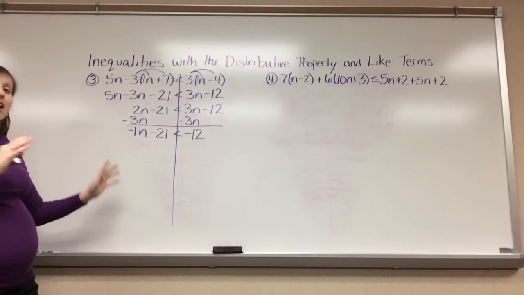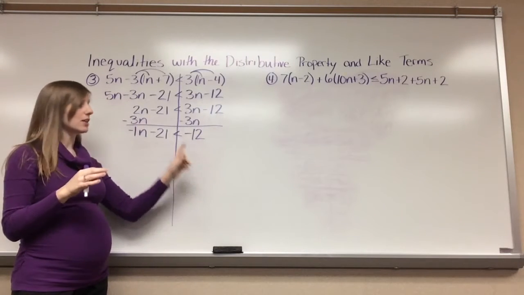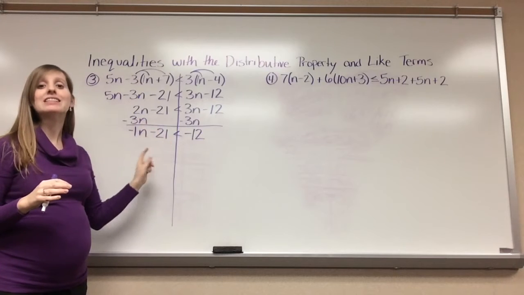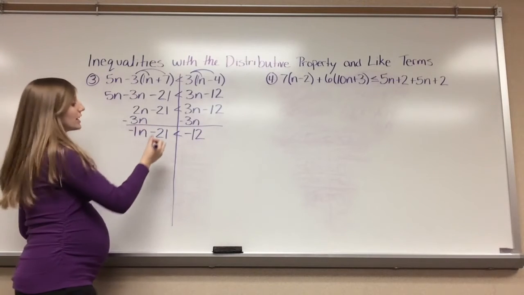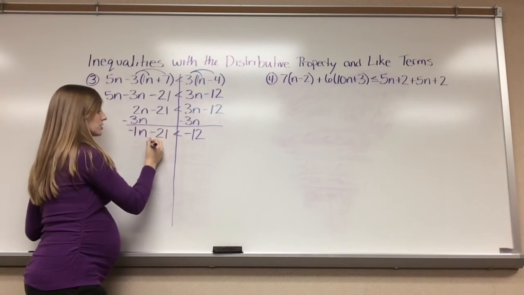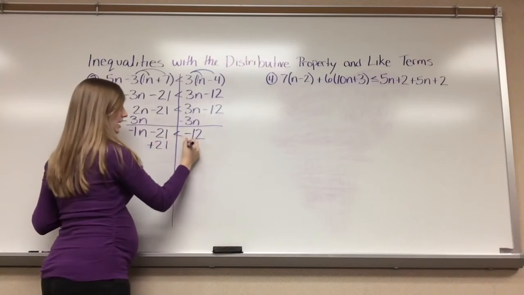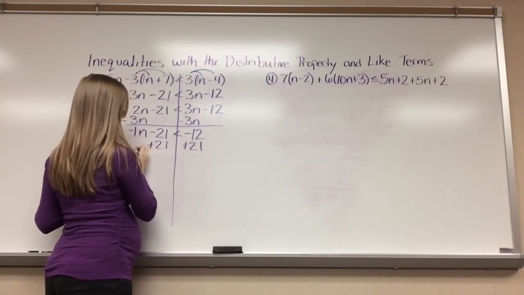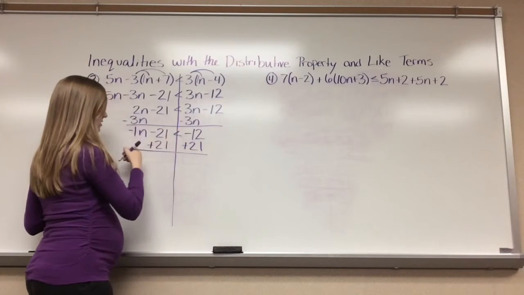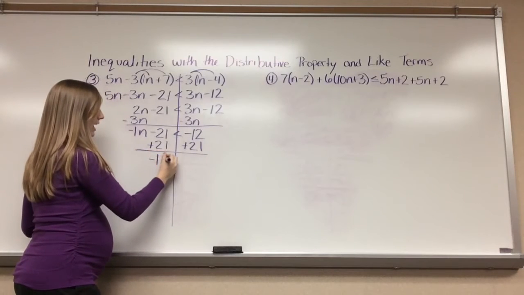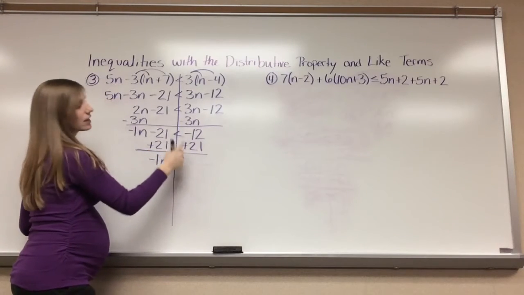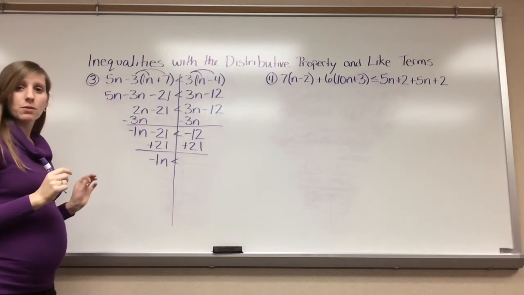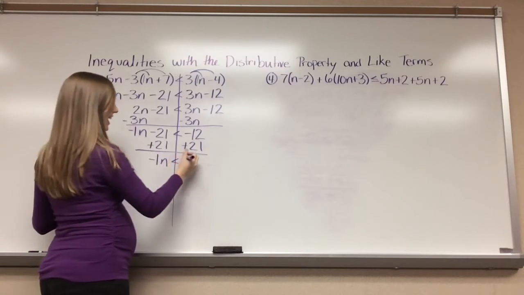From there, I need to get all of my numbers on the right side, which means this minus 21 needs to be canceled out. So to cancel out a minus 21, I'm going to add 21 to both sides. So they cancel. I get negative 1n is less than negative 12 plus 21, which is a positive 9.